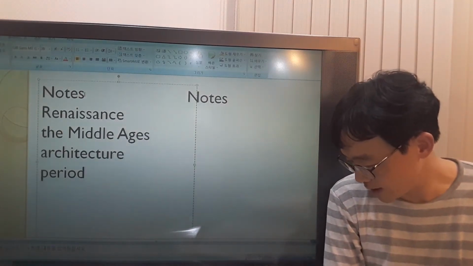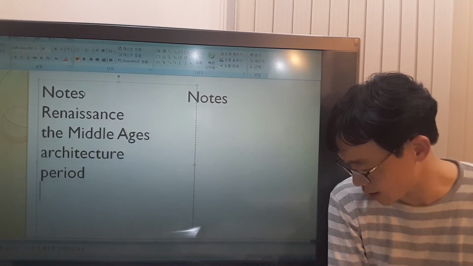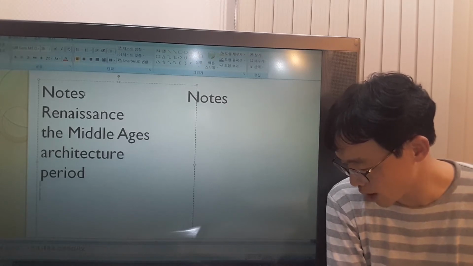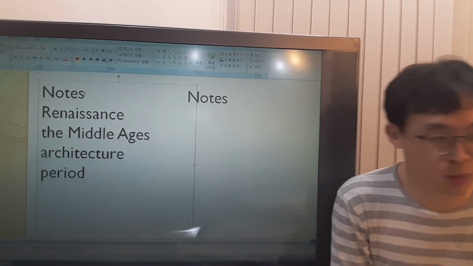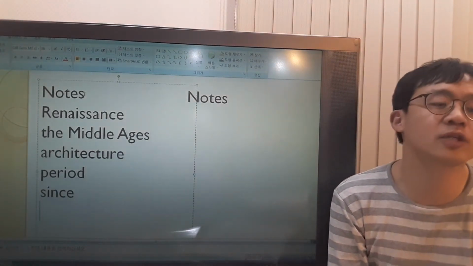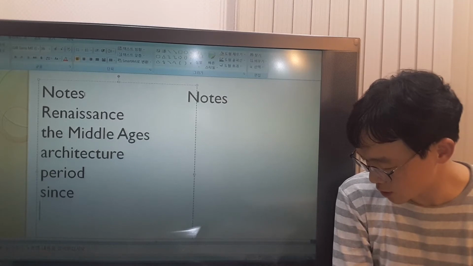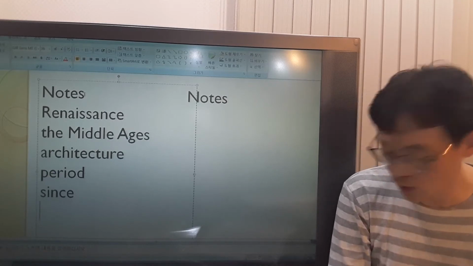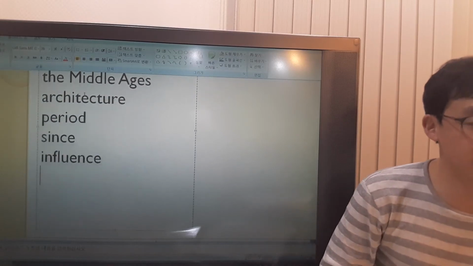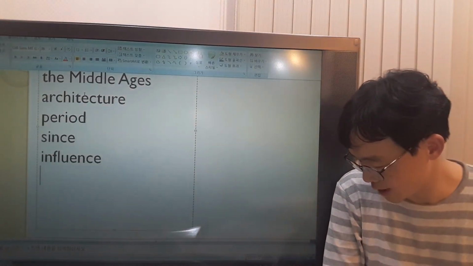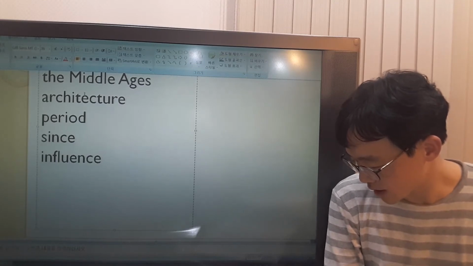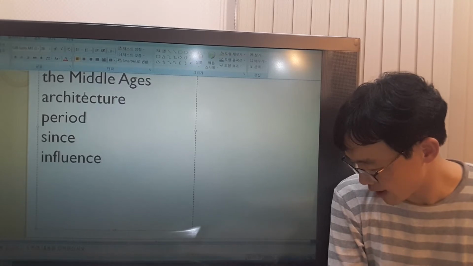We will start with Italy since Italian architecture, just like Italian art, greatly influenced the rest of Europe. What does that mean, since? Since means because. Because Italian architecture, just like Italian art, greatly influenced the rest of Europe. What does influence mean? Influence means to affect, all right? Affect, cause change.